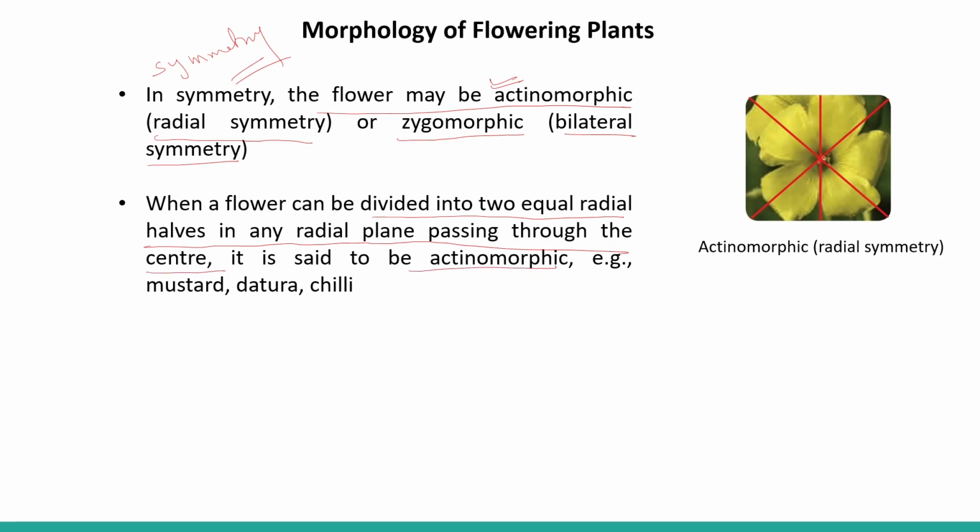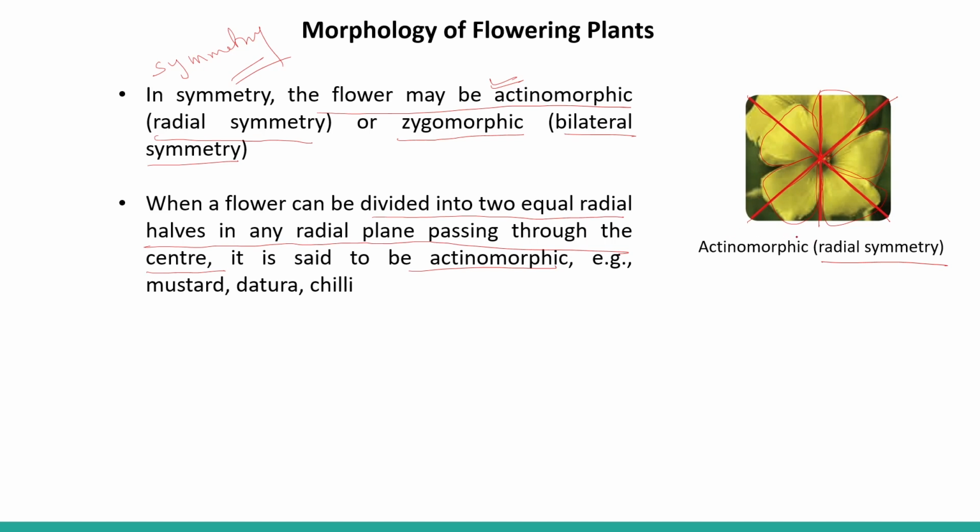So let us see this flower. This is a petal, this is another, this is another. Okay, so I am dividing the flower passing through the center. So it divides the flower in two halves. Now I am having one more division which divides the flower into two equal halves. Again I am having one more division. So we are having a number of division lines that divide the flower into two equal halves, right? So this is the radial symmetry.